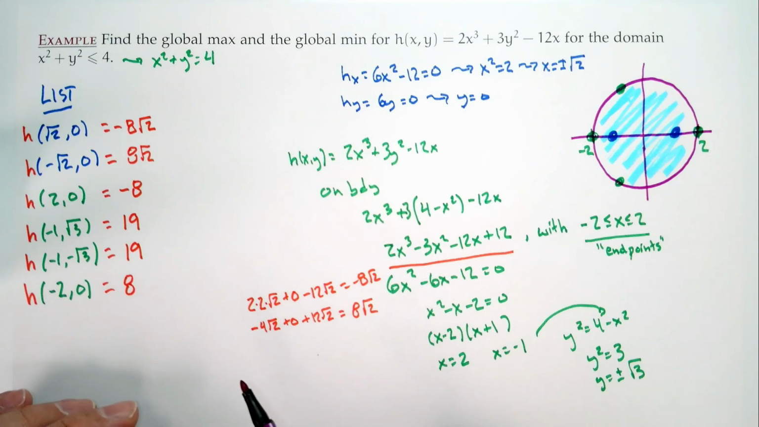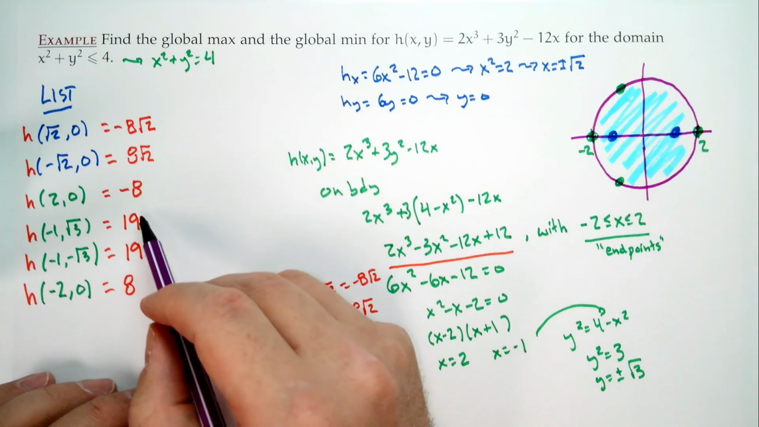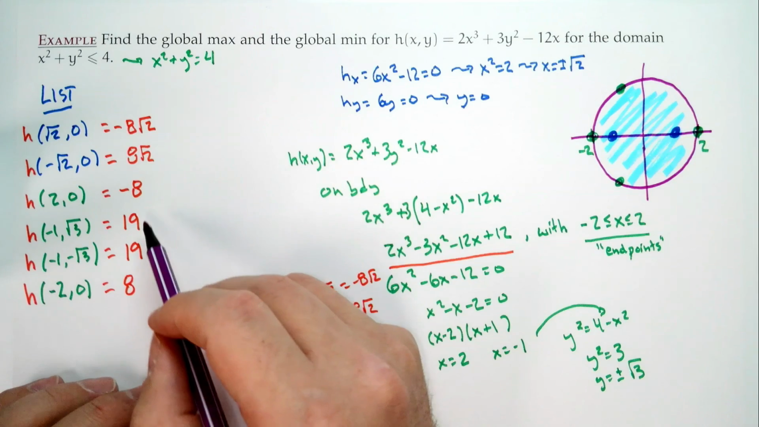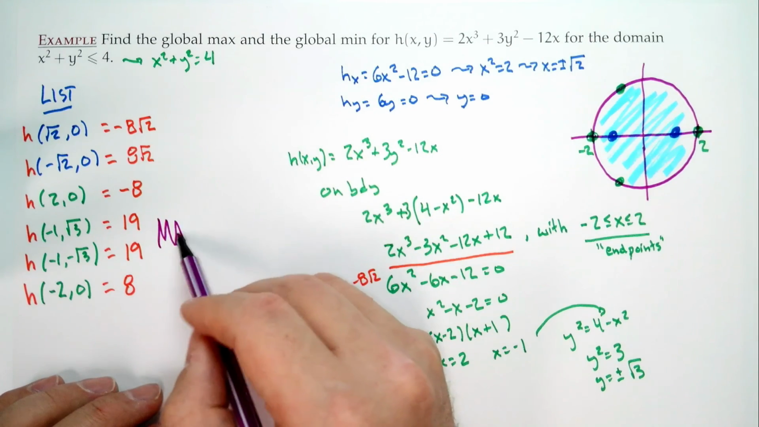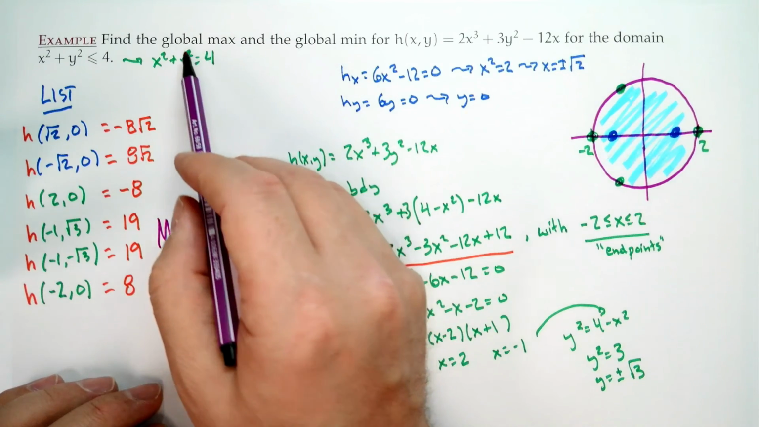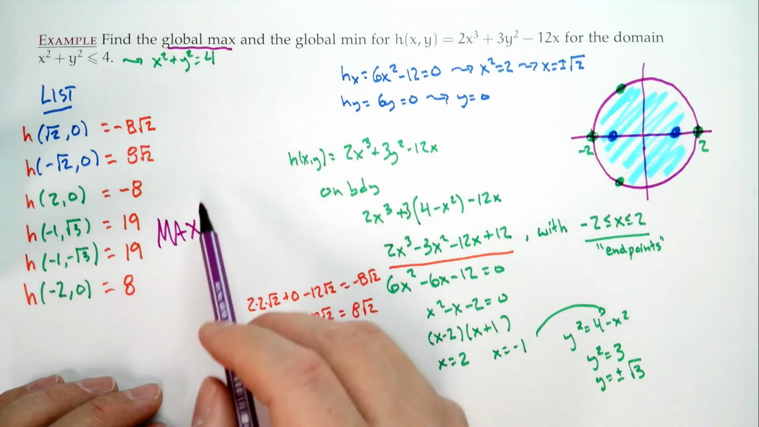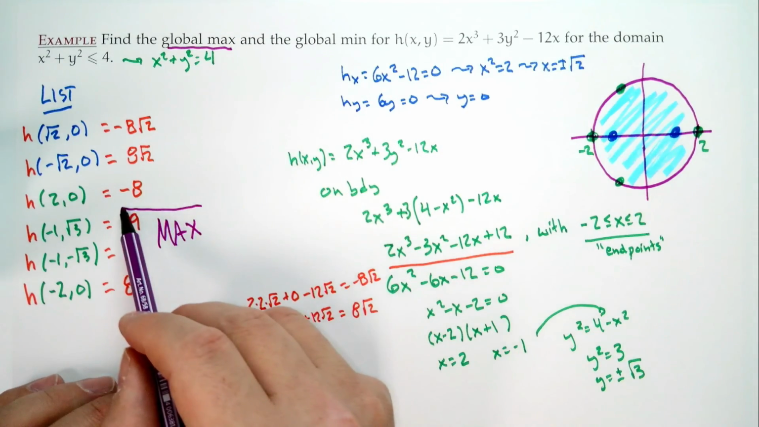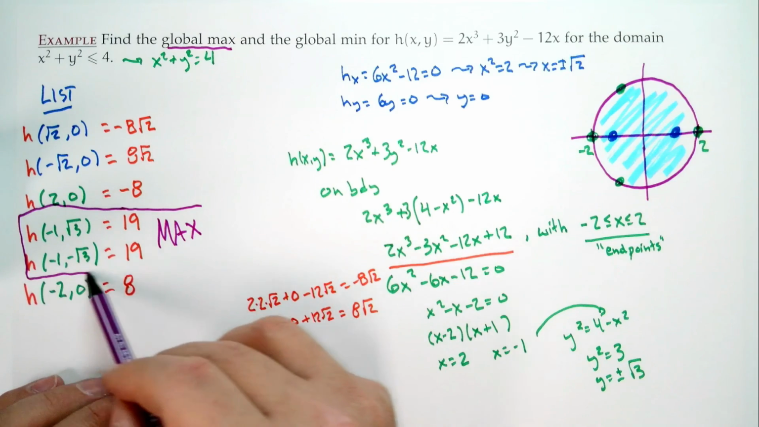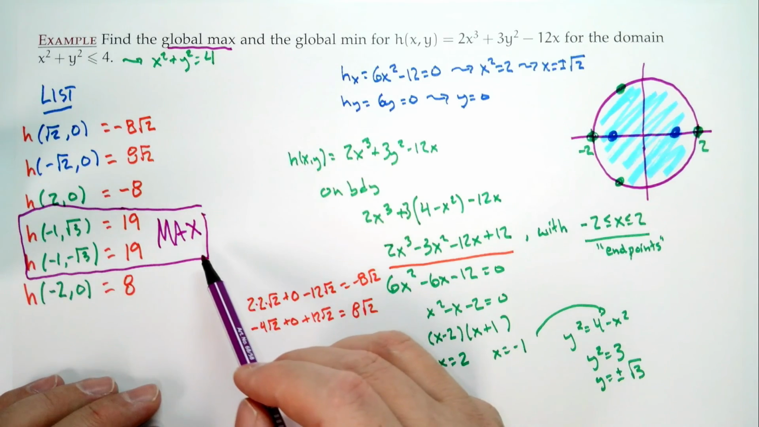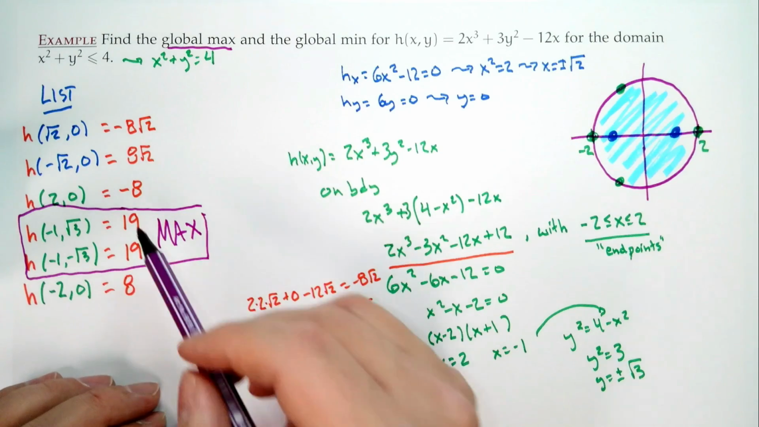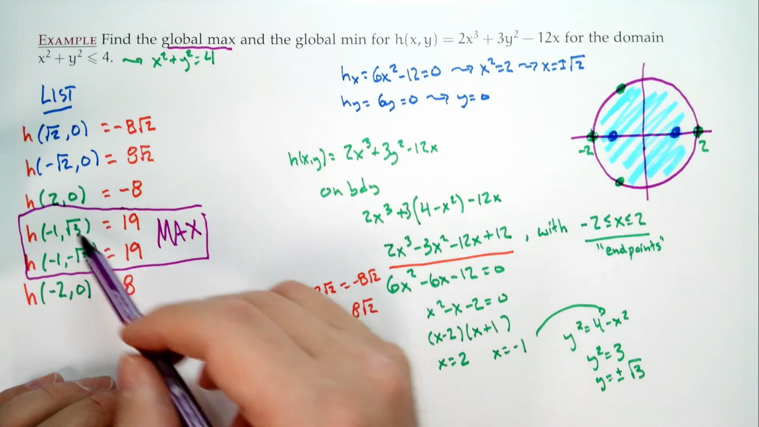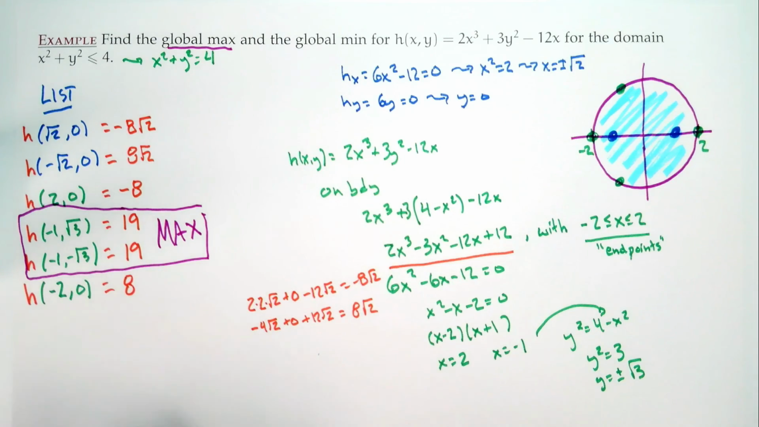So, what do we get? Well, we get the following. This is the biggest. But wait a second, which one? Well, the answer is they're both the max. So, the question is, what's the global max? The answer is the global max is 19. Now, if the question is, where do you attain the global max? The answer is, we attain it at 2 different spots. So the global max is 19, and it's attained at 2 spots.